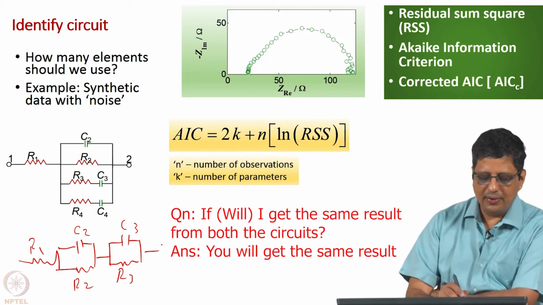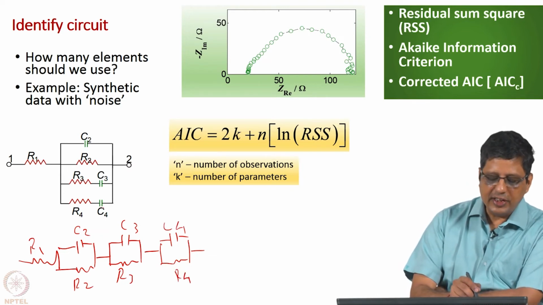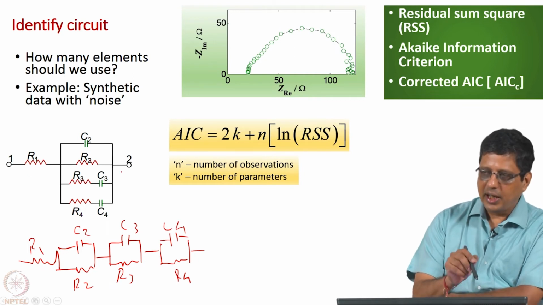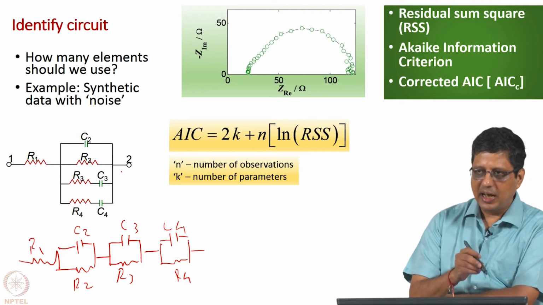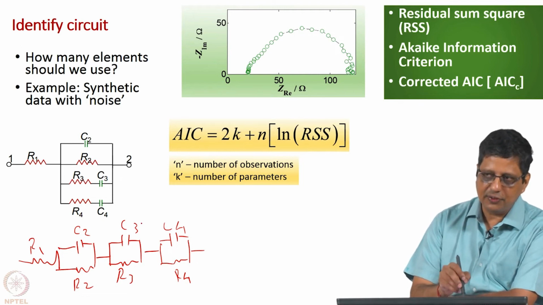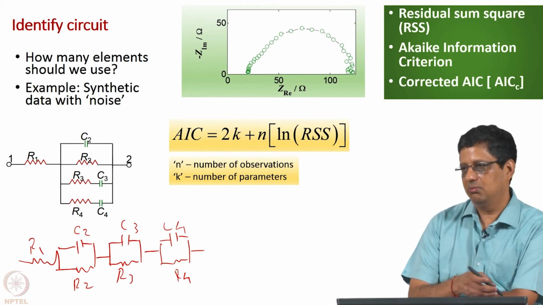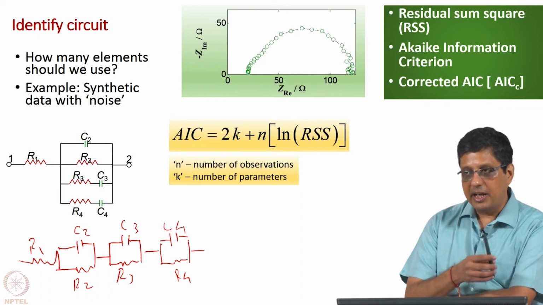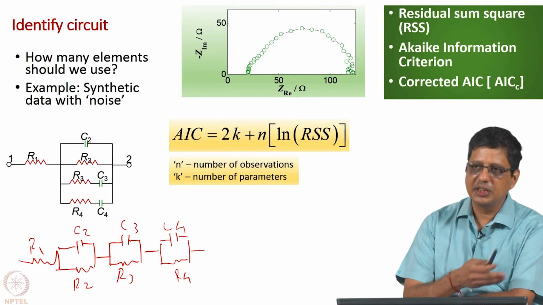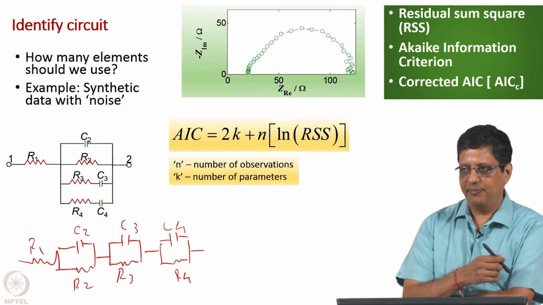If it fits well to this circuit, I can show you an identical fit, not approximately equal or roughly equal, identical fit with this. Of course, the values of C2, C3 will be different, but these are equivalent. I will show you the example a little later. But physically, which circuit do you think represents your system better? Meaning, physically, can you interpret the results better?